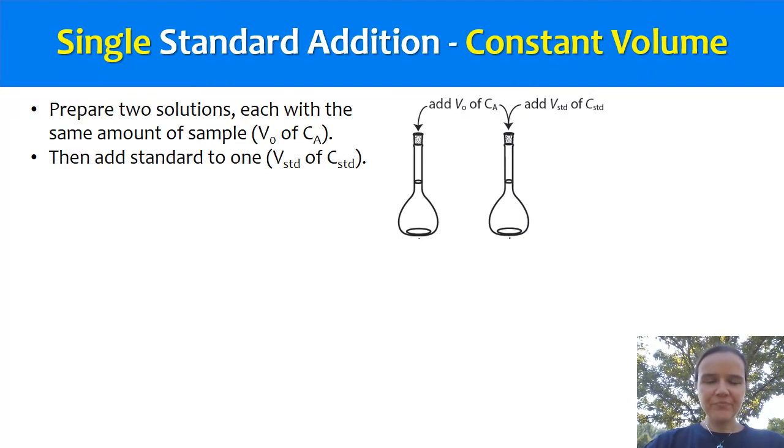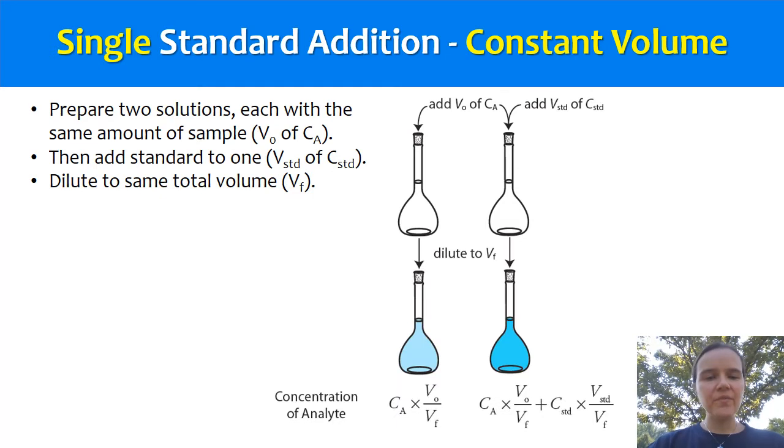For constant volume, what you're going to do for single addition is prepare 2 solutions, each of which have the same V0 initial volume of your unknown. You don't know Ca, we'll get there. To one of them, so that's your single standard, you're going to add a known volume of standard of a known concentration. And now it does not have to be so concentrated. As long as the volume fits in the flask that you're using, you're okay. Both of those get diluted to the same total volume, and if you look under these 2 flasks, you can see that the concentration of analyte, Ca, and the concentration of standard are both receiving that dilution factor of their original volume divided by the final volume.